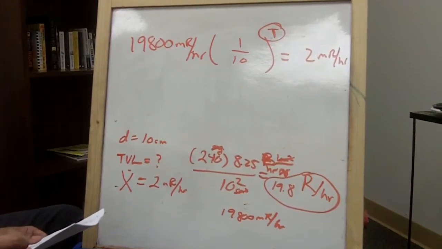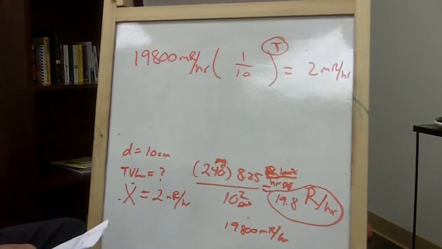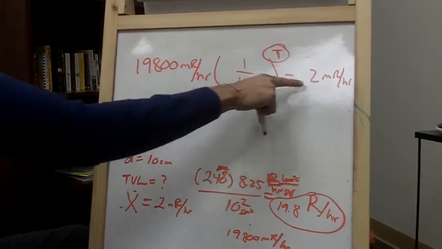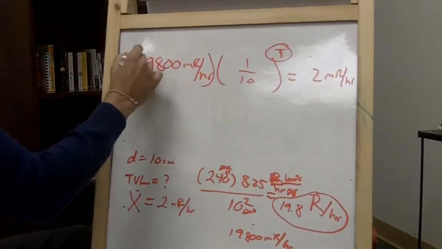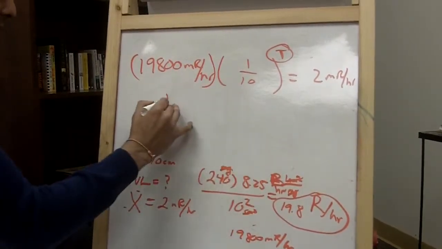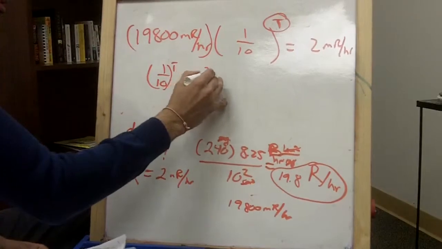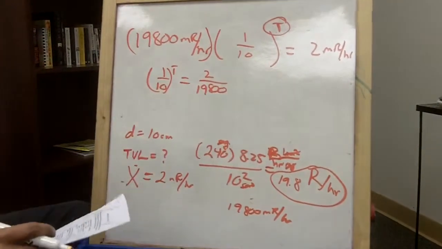Would you divide the 19800 by 2 before you do anything else? I would actually divide the 2 by 19800, because what I want to do is separate that on the other side. So I would say 1/10 to the t equals 2 over 19800.